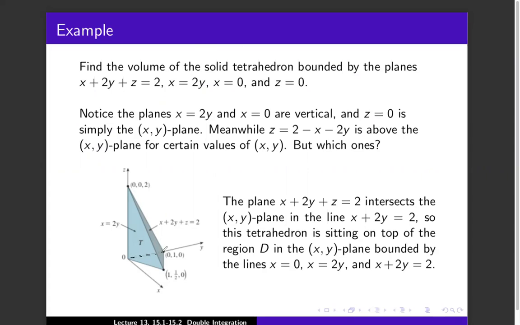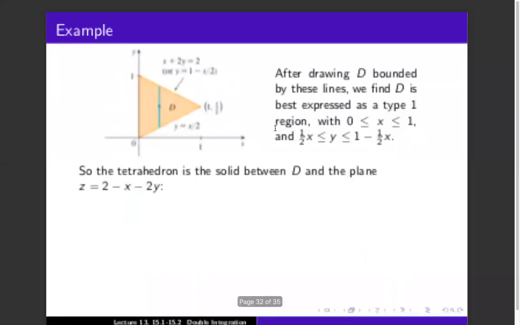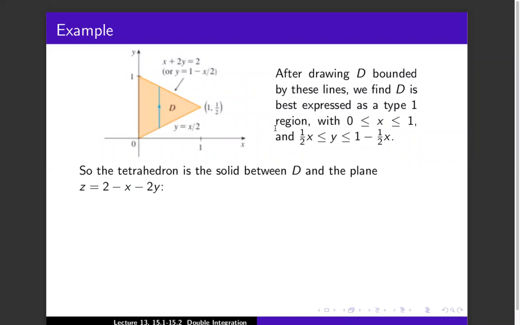So we've got one back here, that's x equals 0. We've got x equals 2y, and we have x plus 2y equals 2. That's where these 3 planes are going to intersect. Okay, so this is the actual image of D, the actual figure of this region that this tetrahedron is sitting on top of.